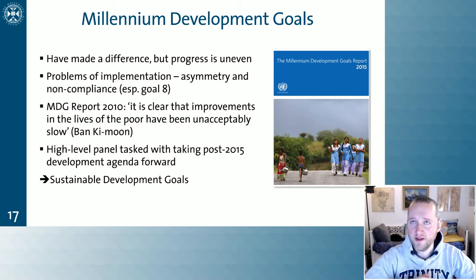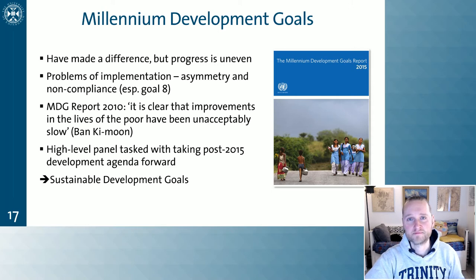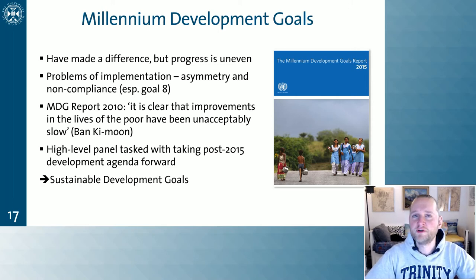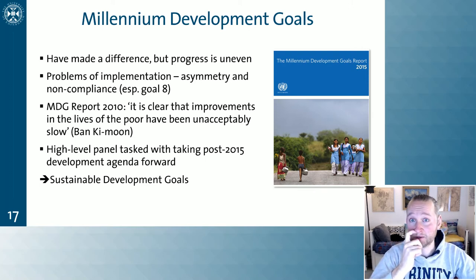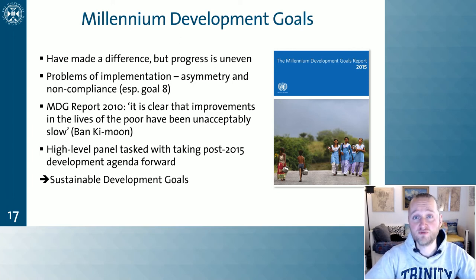And in 2010, at the very latest, it became clear that improvements were simply too slow, that the world would not reach the goals it had set itself in the year 2000 by the year 2015. Ban Ki-moon pointed out that the improvements in the lives of the poor had been unacceptably slow. So the UN does what it sometimes does. It creates either a committee or a high-level panel. In this case, it was a high-level panel. And the idea was to think about things post-2015. So now, when we've reached 2015, how do we take stock of how far we've come and what comes after?